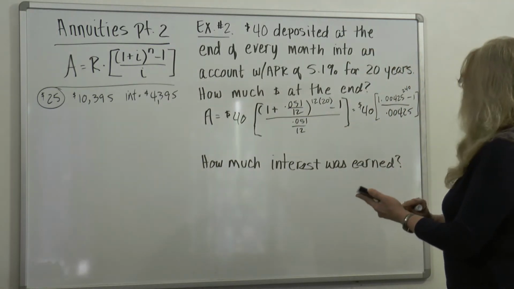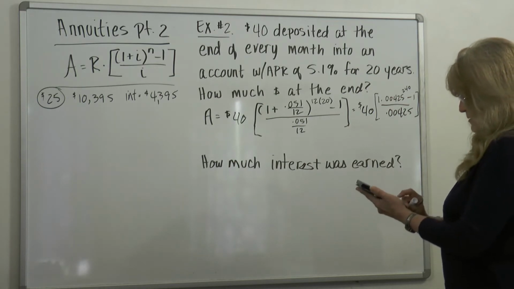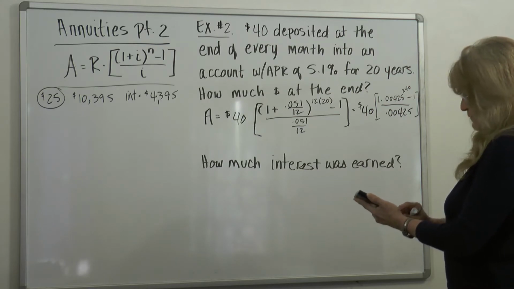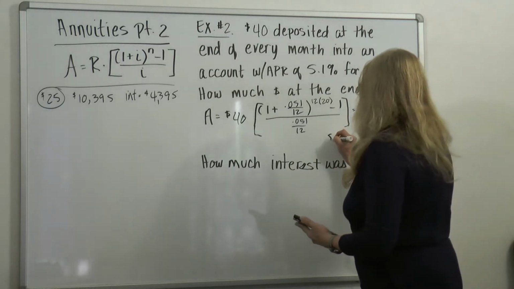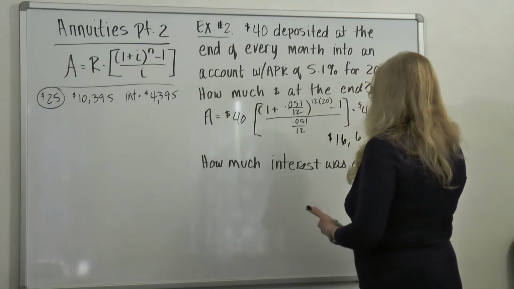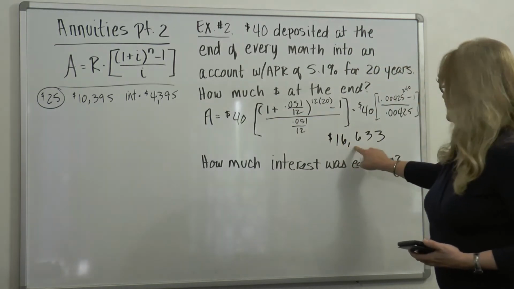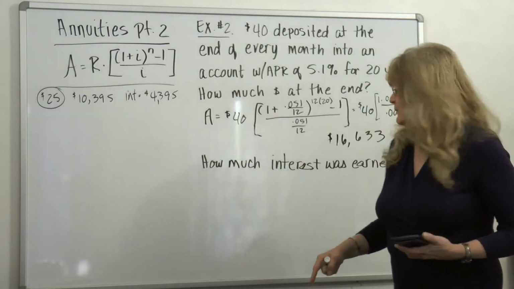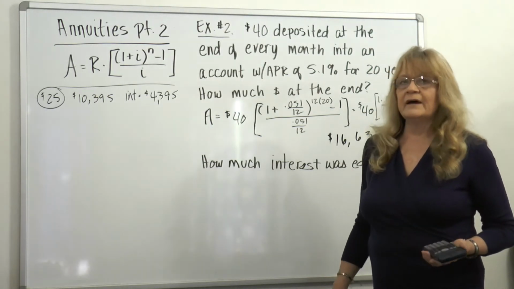So with 1.00425 to the 240th power minus 1 divided by 0.00425 times $40, I'm going to have $16,633. Not too shabby, right? That's a pretty significant difference for just $15 more a month, which, depending on your circumstances, you may or may not even feel.